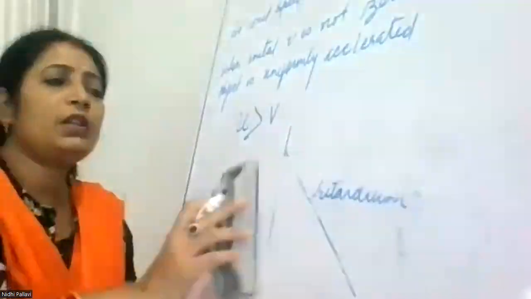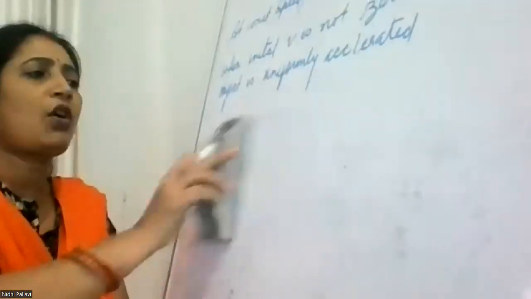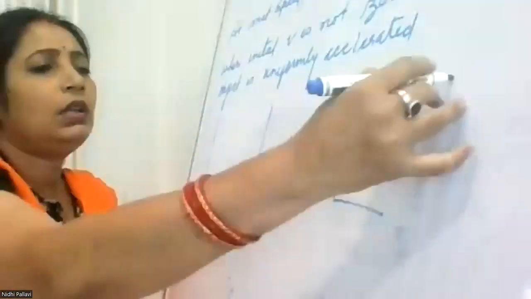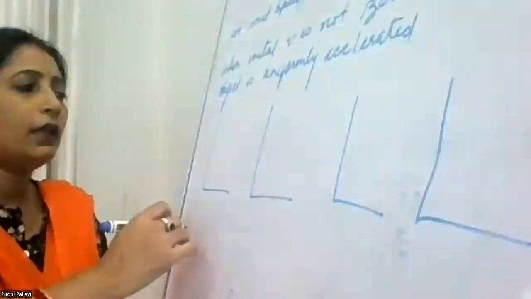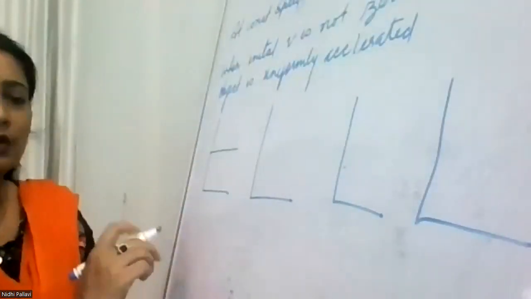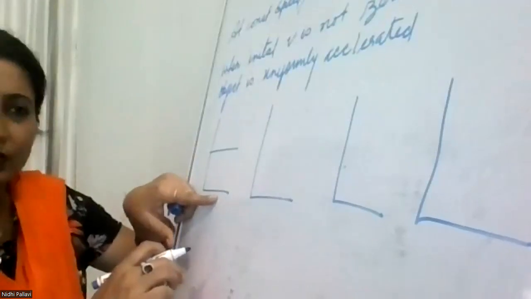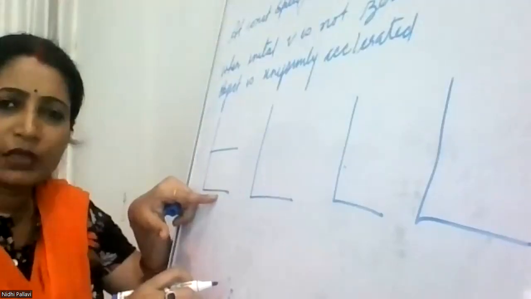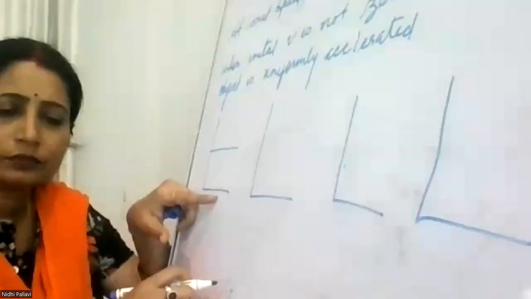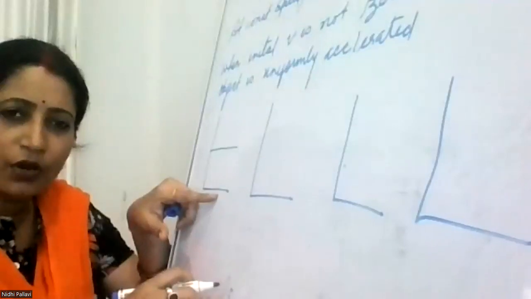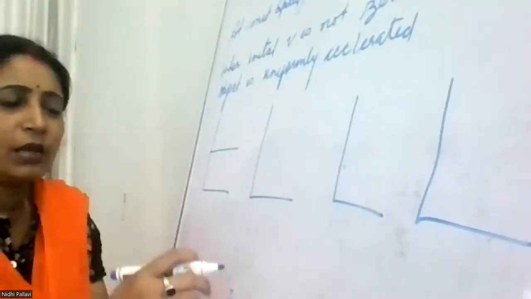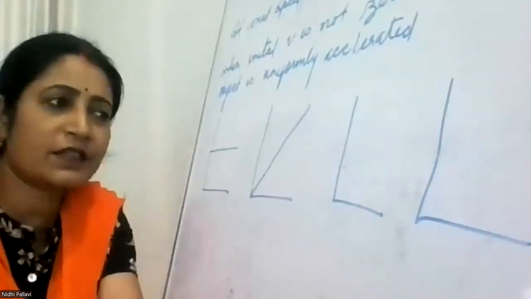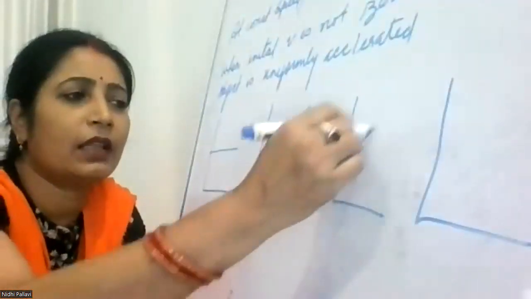So altogether, how many graphs have we done? 1, 2, 3 and 4. In 1 we got this type, a straight line parallel to the x-axis. Which graph was this? It was uniform velocity. What was in the second one? Uniform acceleration. And what was in the third one?